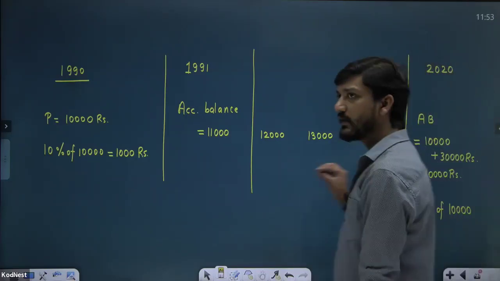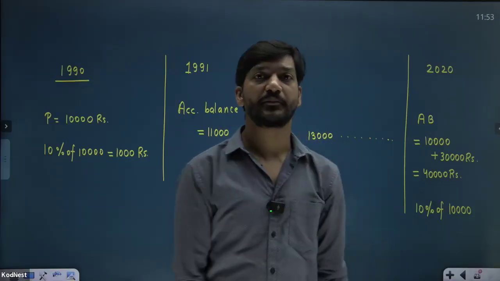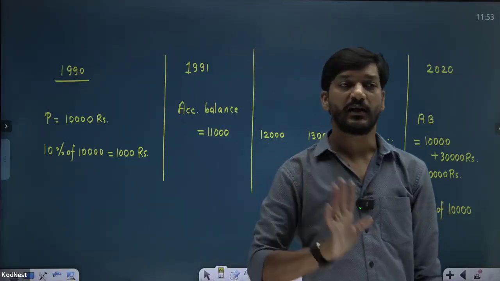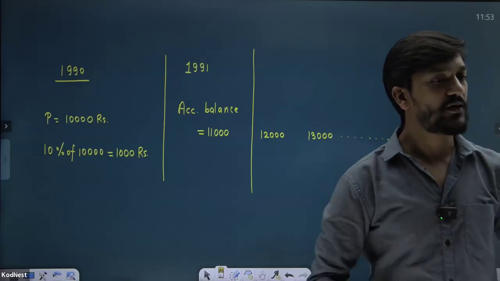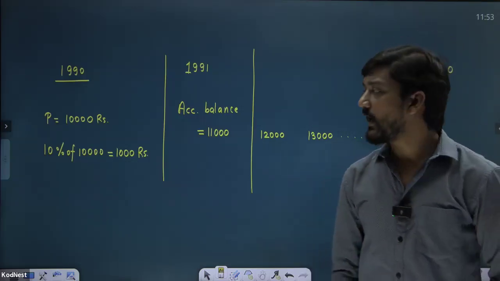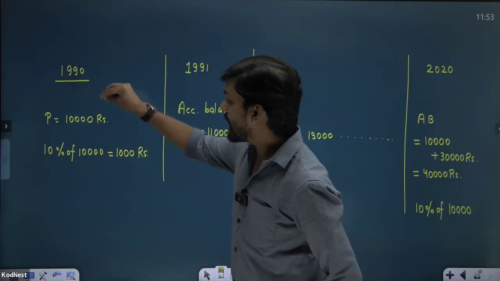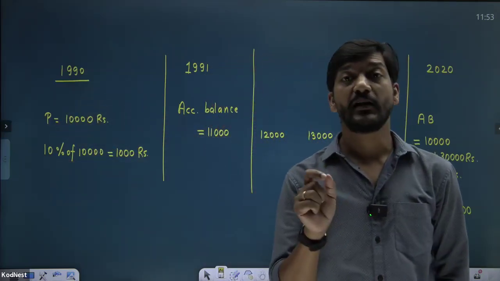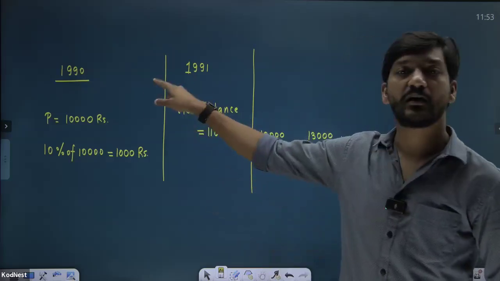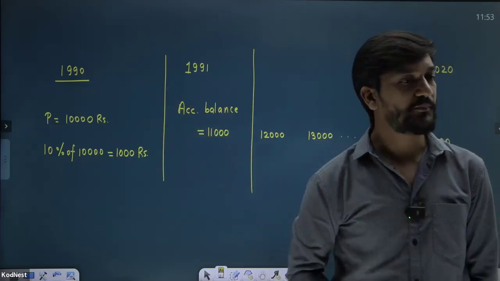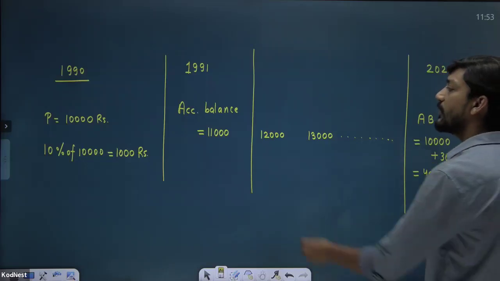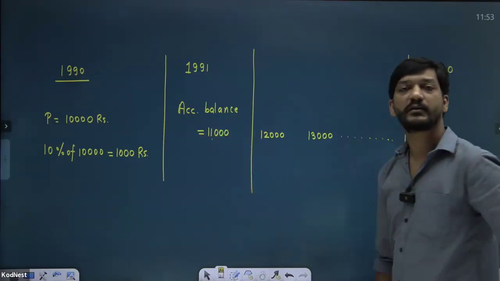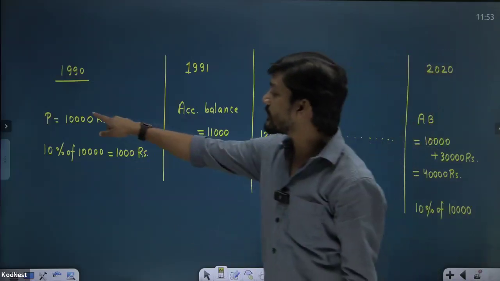Now also I will get 10% of 10,000. Is 10,000 my account balance? Please answer that. Is it my account balance? No. I started with a 10,000 account balance. So they are giving you 10% of the starting account balance. That is the problem. They are not giving you 10% of the account balance for 1991. No, they are giving you on the starting balance.